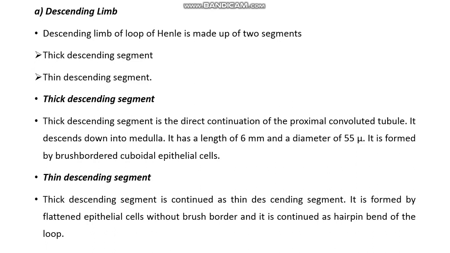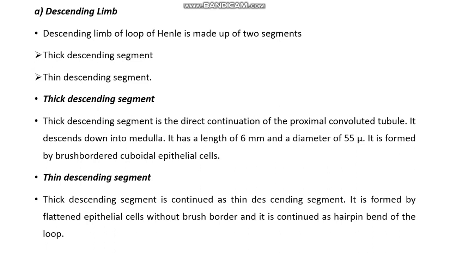So first one is thick descending segment. What is that? Thick descending segment is the direct continuation of the PCT. So the initial portion of the loop of Henle is the thick descending segment, and it descends down to the medulla. It has a length of 6 mm and diameter of 55 micrometer. The thick descending segment is formed by the brush border cuboidal epithelial cells. So many projections are there.